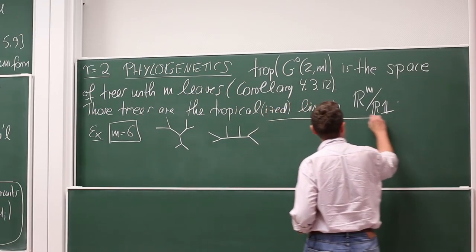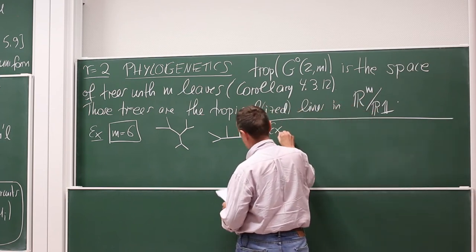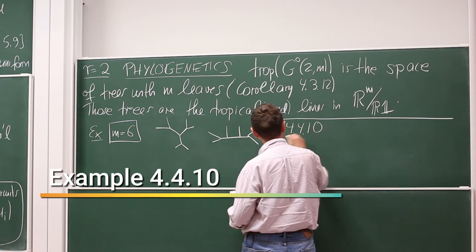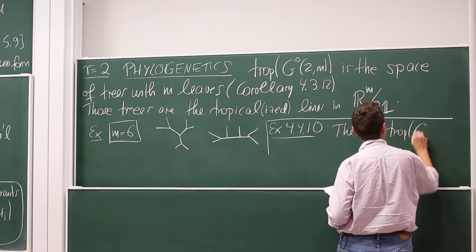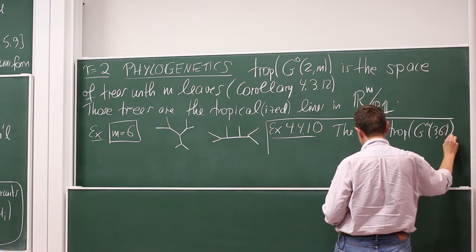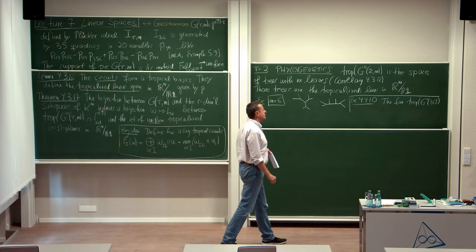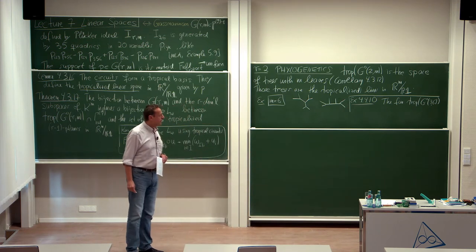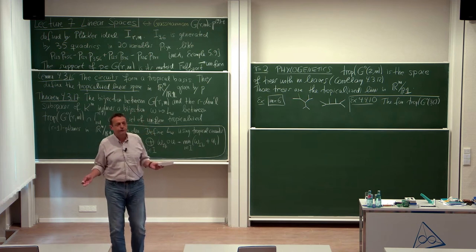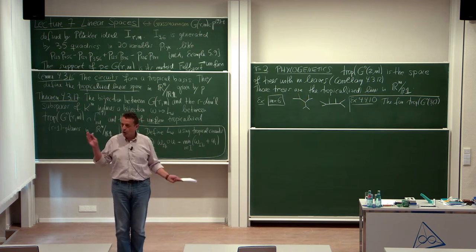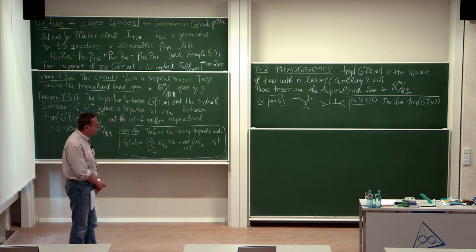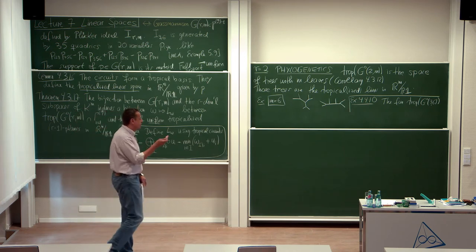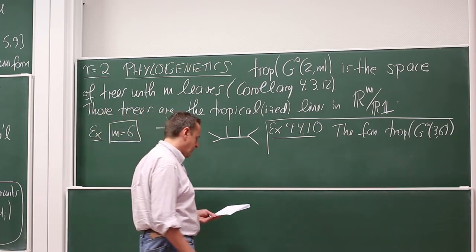Now, the next case is also very interesting. Example 4.4.10 concerns the fan trop G0(3,6). So this is the tropicalization of the Grassmannian (3,6). Well, why is this a fan? Because it's a constant coefficient situation. The Plücker relations I wrote down up there, all their coefficients are plus or minus 1, so they're defined in the constant coefficient regime. Tropicalization of plus or minus 1 is 0. So this is a fan, balanced, strongly balanced, connected in codimension 1 and all that, of the correct dimension.